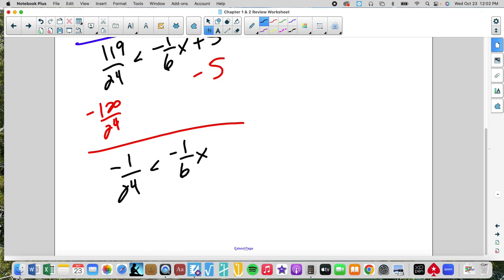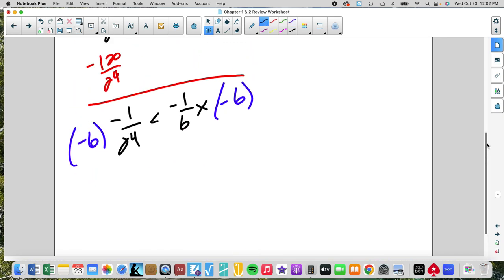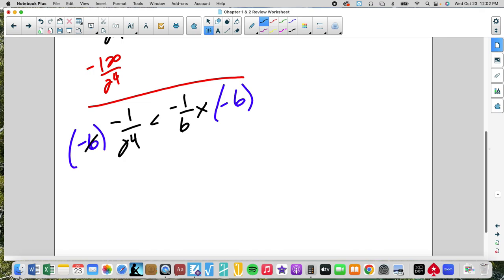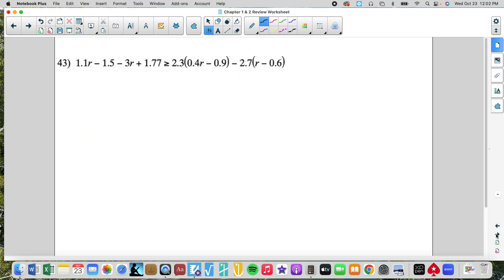Let's multiply by the reciprocal, which is -6. We have a negative times a negative is a positive, numerator, denominator, and we're left with +1/4. We multiply both sides by a negative, so we have to flip that inequality. It's going to be 1/4 is greater than x. Variable on the right side.